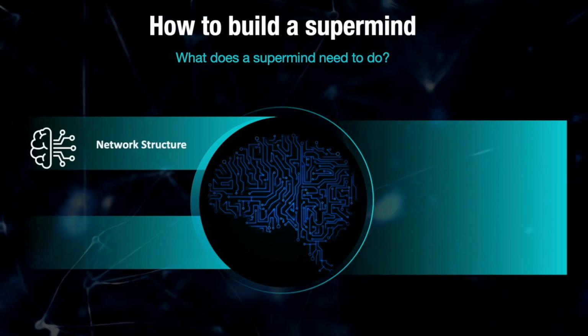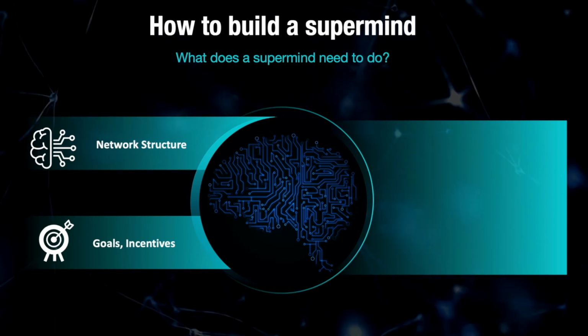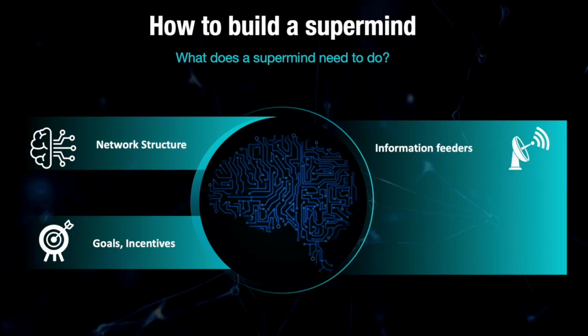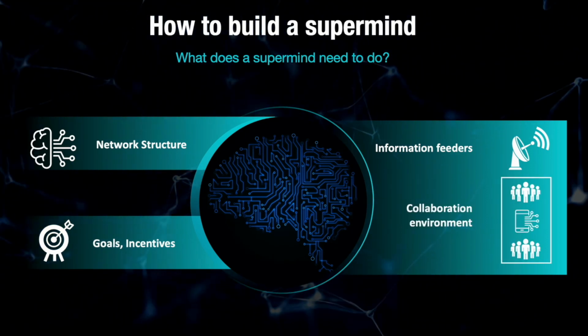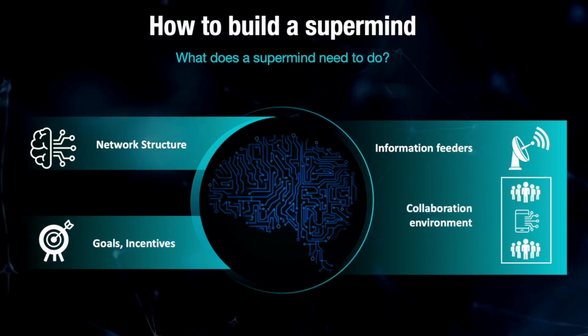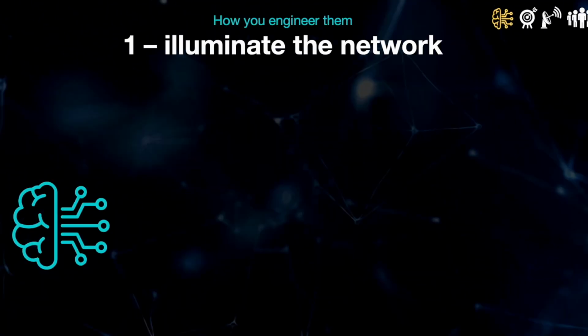It needs to deliberately connect a network structure. It needs to set goals and incentives. It needs to provide information feeders to avoid insularity. And it needs to provide the system, the network really, with a collaboration environment. We will go into each one of these in detail now.